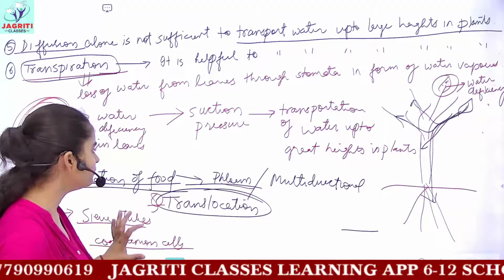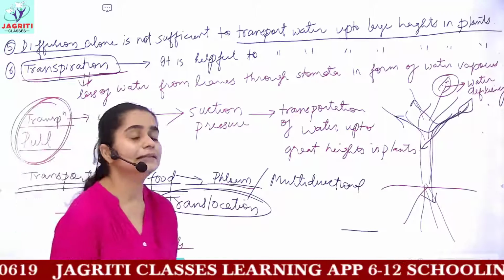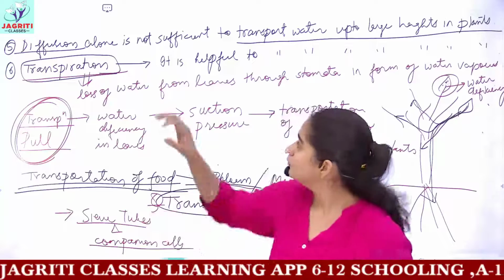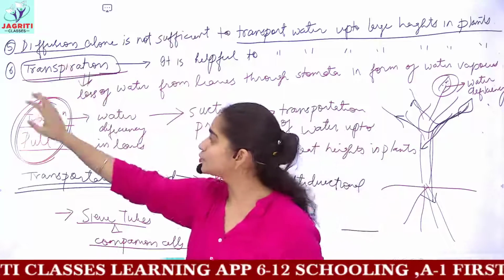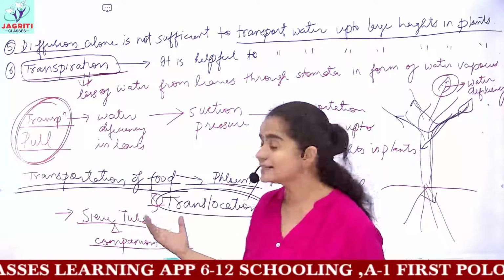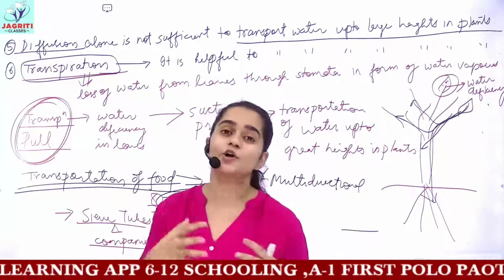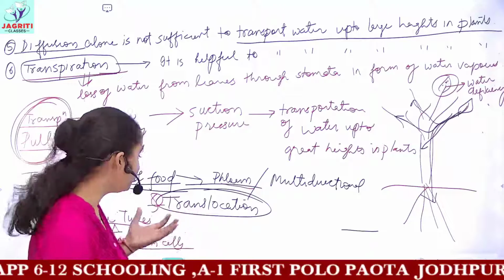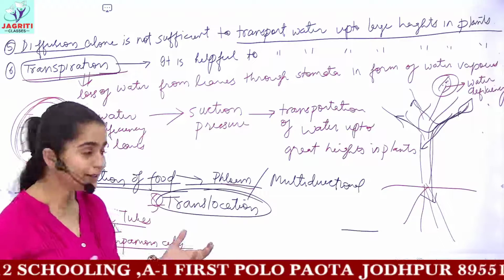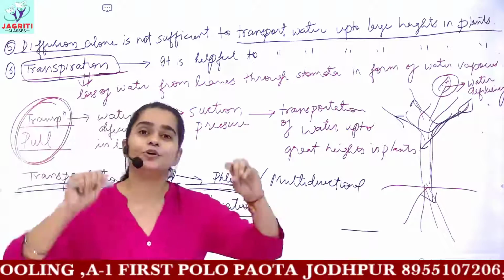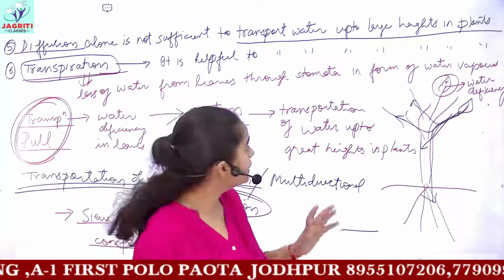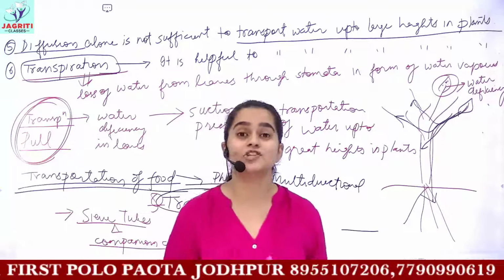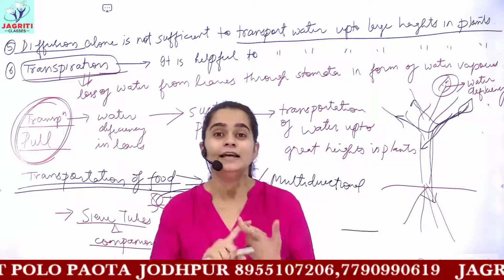The next important thing is this transportation. Like for transportation of water you had diffusion and transpiration pull, for this certain changes occur in the osmotic pressure, due to which the food along with the water moves through the phloem to different parts of the plant. So this is about xylem and phloem, that is, transportation of water and food in plants.